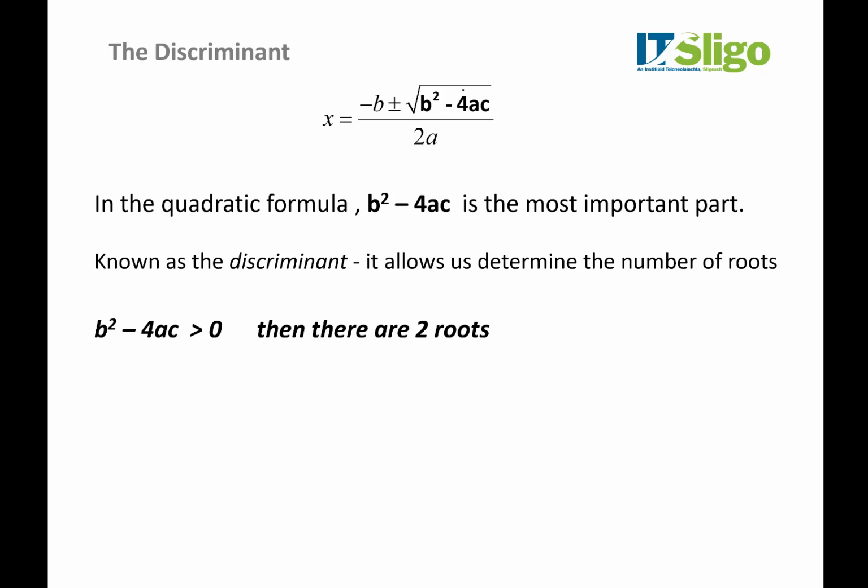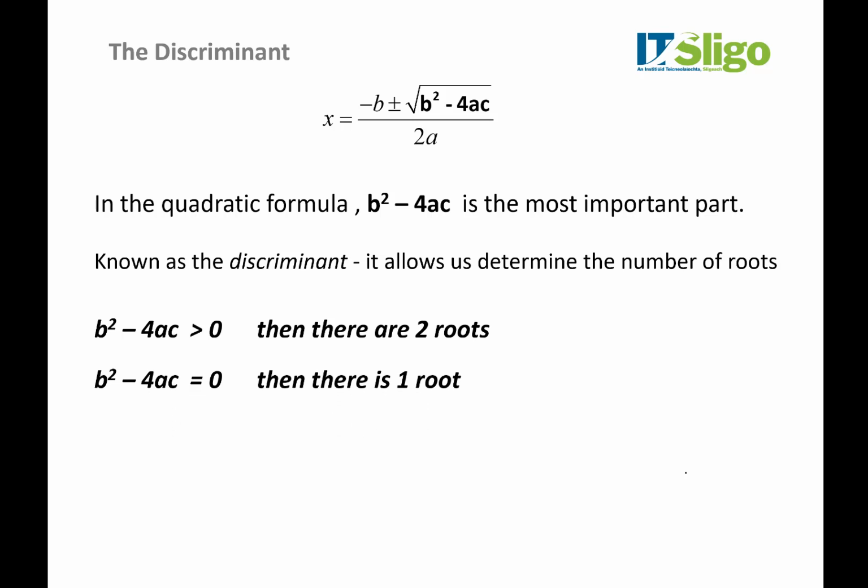So if this value here, guys, when you work this out, if that value is greater than 0, then you're going to have 2 roots. The graph will look something like this. Now, alternatively, just to be clear, it could also look like that. But either way, it's going to cut the x-axis in 2 places.